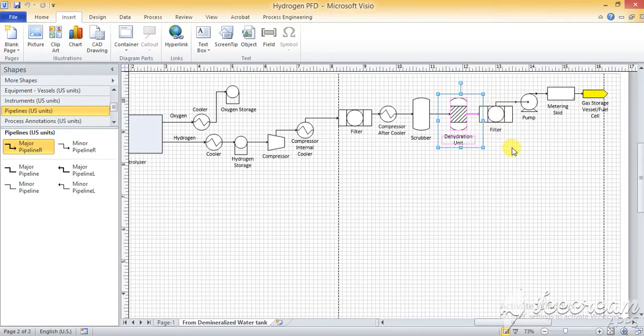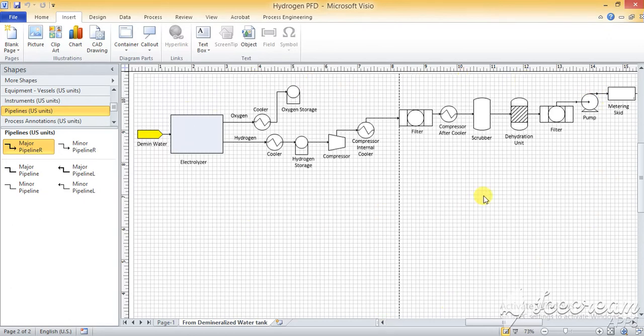This dehydration unit will be similar to molecular sieves. If any impurities are left, they will pass through the filter, and once they pass through the filter, it will go to the pump. The pump will pump the gas, and there will be flow meters at the metering skid. They will measure how many million scuff of hydrogen are produced and have to be stored. That will go to the gas storage, either a vessel or fuel cell. This is still debatable, or whether it will go directly to the pipelines, like natural gas usually goes to the pipeline.